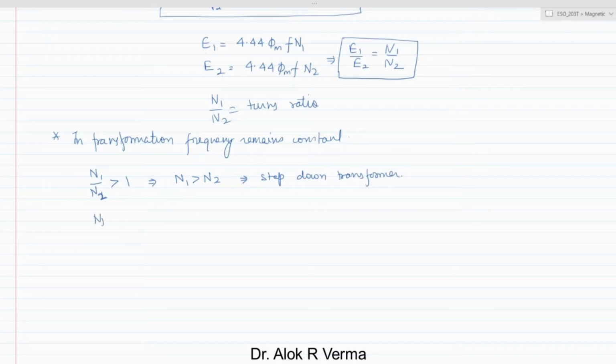Similarly, if N1 by N2 is less than 1, which implies that N1 is less than N2, it means N2 is greater. So this is a step up transformer. And if N1 by N2 is equal to 1, this is known as an isolation transformer. This is the reference.